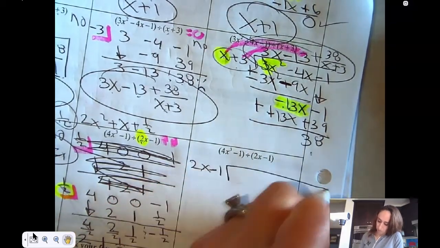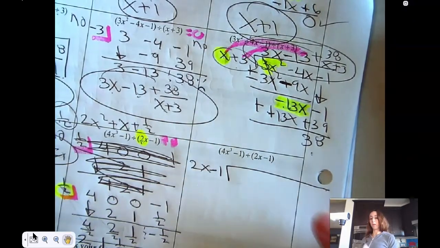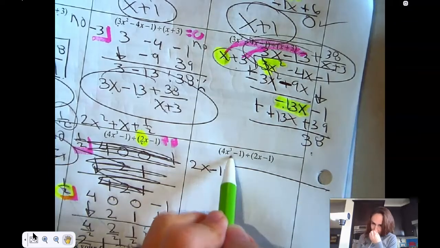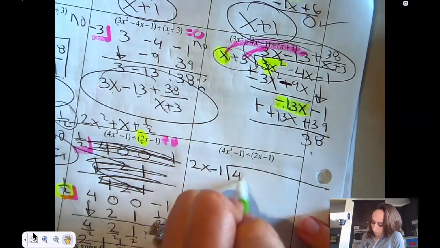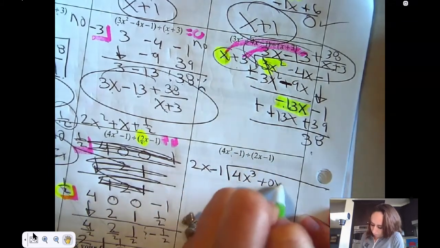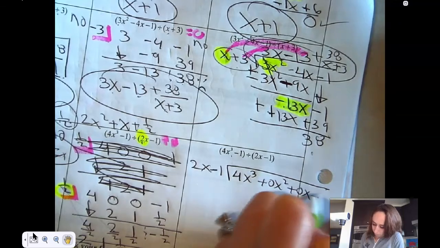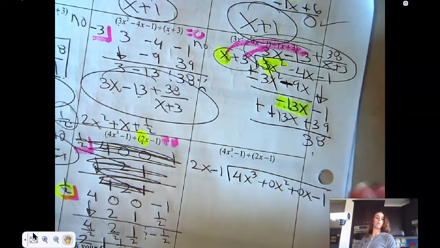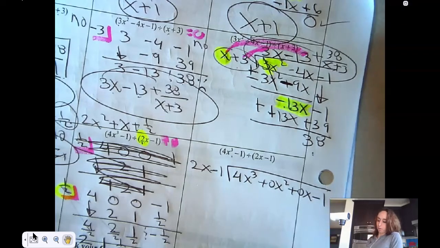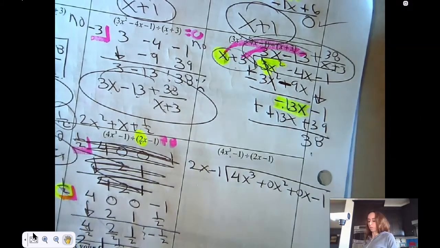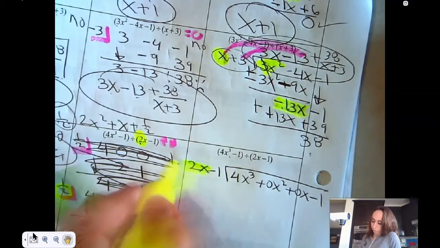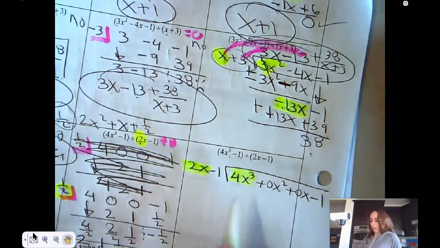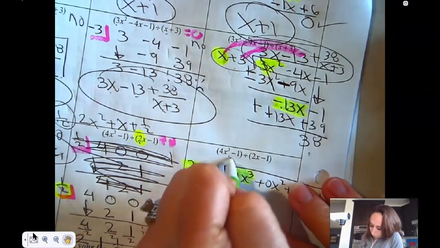2x minus 1. Now remember in the previous problems we had to account for the zeros, the x squared and the x. We have to do the same thing. So 4x cubed plus 0x squared plus 0x minus 1. This is definitely one where I would watch it and then I would try it myself. If you just copy it, you're not going to get it. It's just not going to happen. Divide the first one. 4x cubed divided by 2x gives you 2x squared.